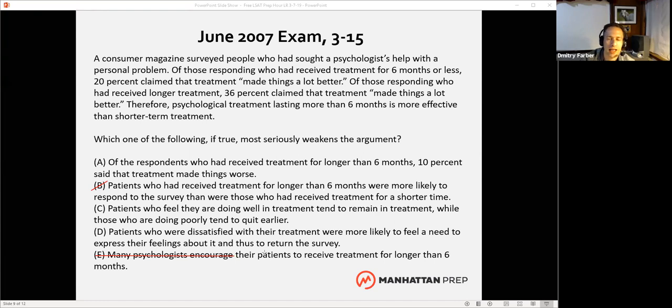Yeah, Tyler, A I can get rid of as well. 10% said that treatment made things feel worse. That's a bummer. That's a bad thing for the long term. But what about the short term? What did they say? Right? So we have no way of comparing. We have no comparison to the shorter ones. Is this better or worse than the alternative, right?